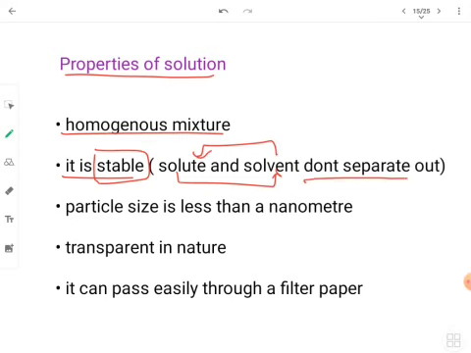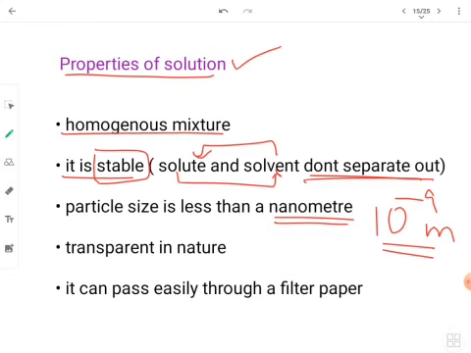They do not separate out on their own. That means if you keep the salt solution on its own, the salt and water won't separate out on their own. It is a stable solution. Next thing is that the particle size is less than a nanometer. Nanometer means 10 raised to the power minus 9 meter. Particle size in a solution is even less than that.